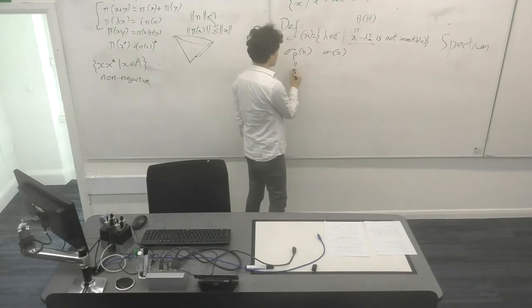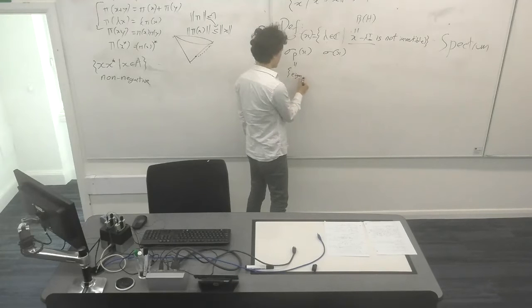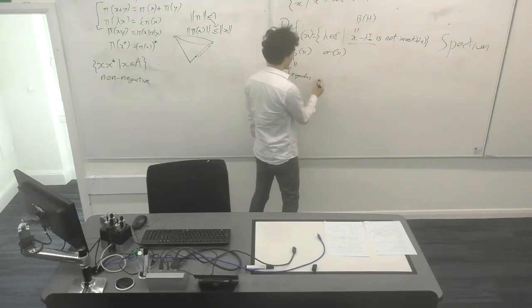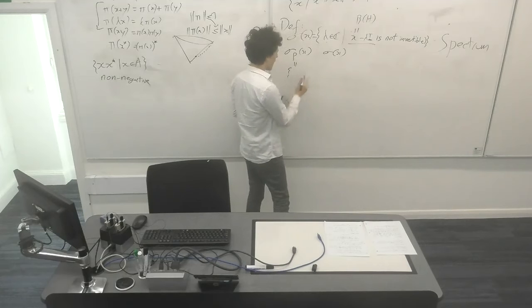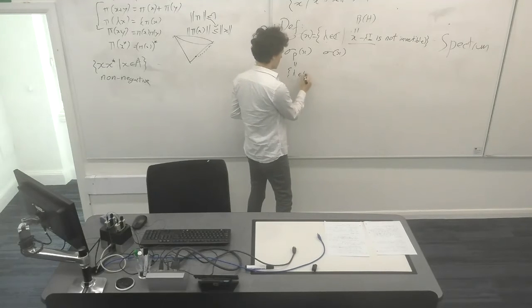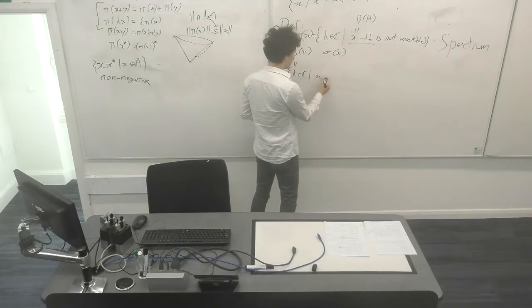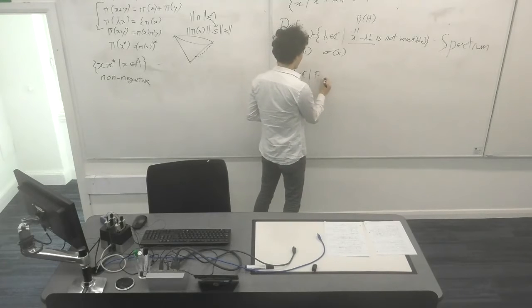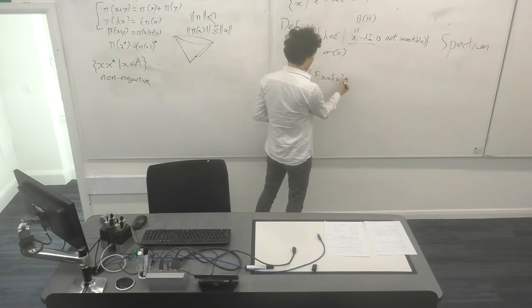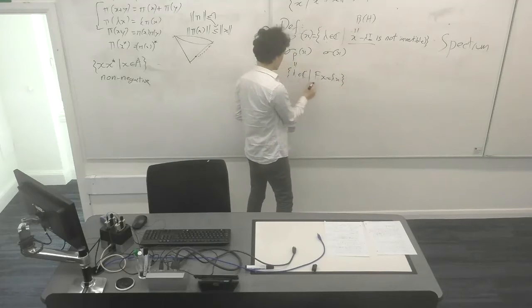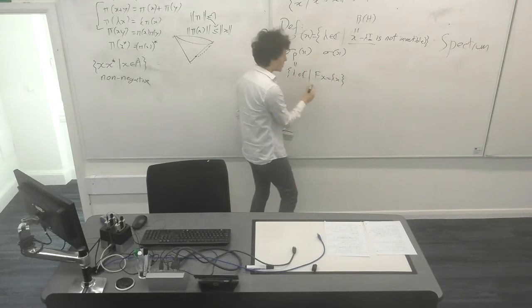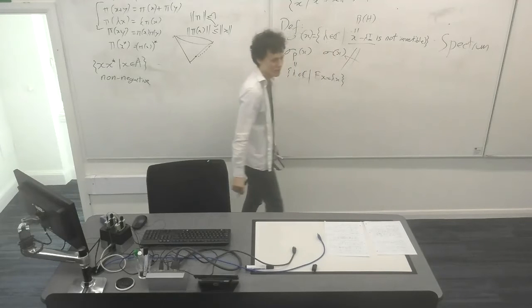The point spectrum is just the set of eigenvalues, or specifically the set of all points lambda in C such that f x equals lambda x. You know the definition of eigenvalue: f x equals lambda x, right? The set of all such lambdas. This is what it means. But it turns out these aren't necessarily equal.